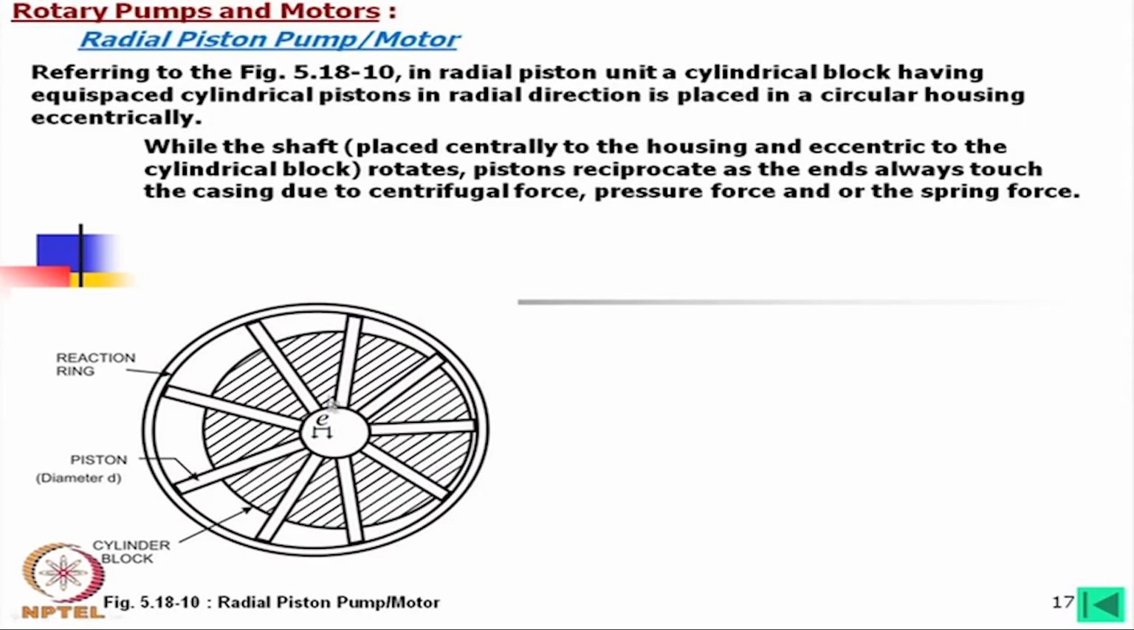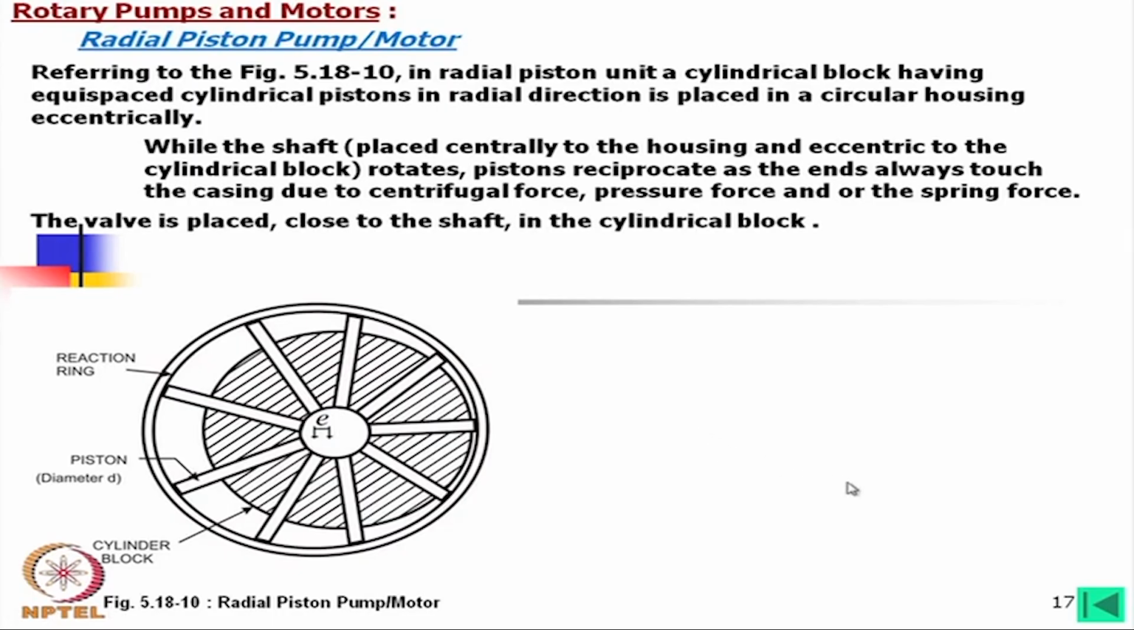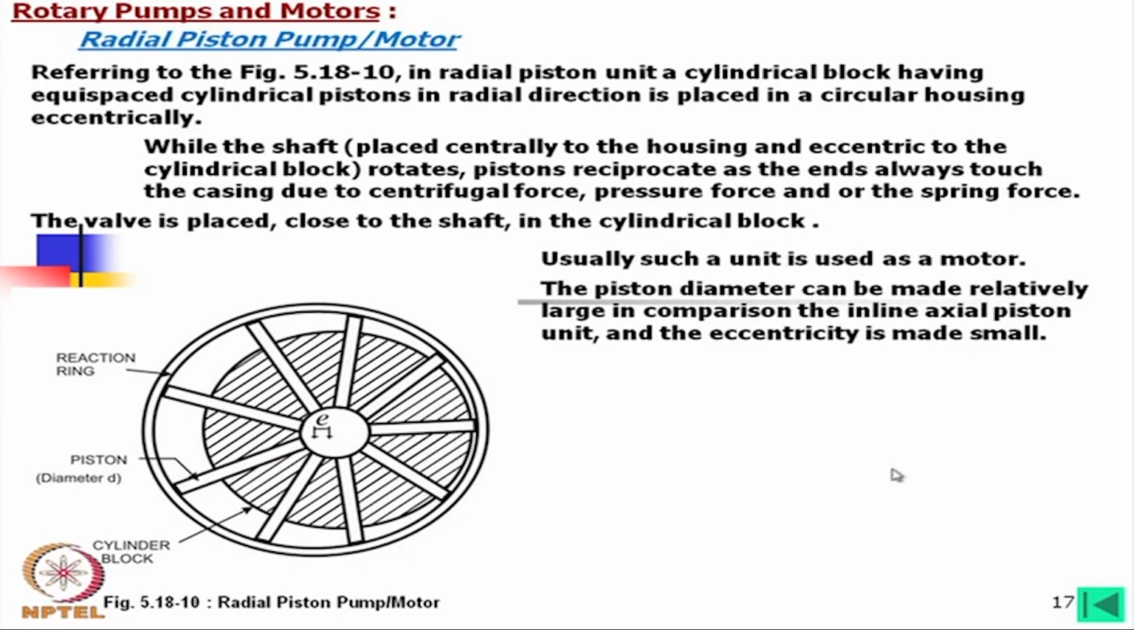And definitely we can also make variable displacement by changing this eccentricity. Now, the thing is that if we look into the radial direction, say on the cylindrical body periphery, we will get more space than if we put the piston horizontally. Say, let us consider the axial piston pump.